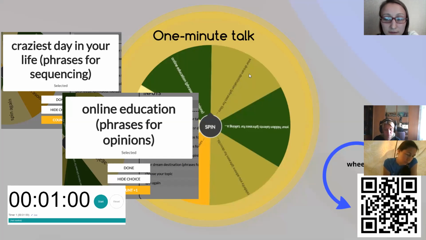You can use, for example, this wheel of names that we usually use for grouping students. You can use these wheels for 1 minute talk. So you can even divide them into pairs or groups, give them the QR code, ask them to follow the link, to spin the wheel and answer the questions that they have. Their partner needs to control the time. Again, you may also provide not only the topics they need to talk about, but also the functional language.